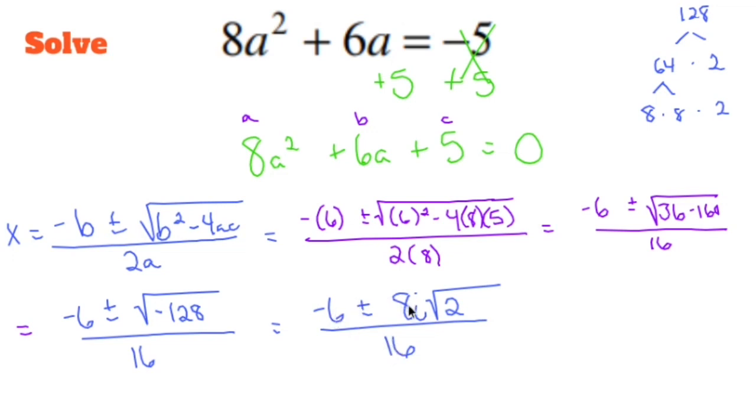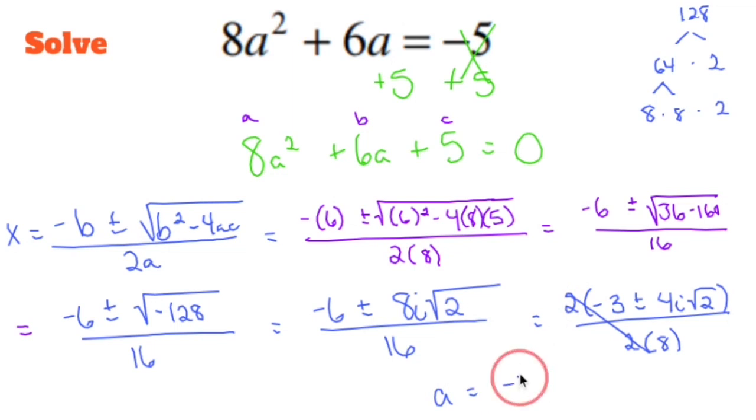Now, that's an even number, that's an even number, that's an even number. So to go a little bit further, I can pull out a 2, which gives me negative 3 plus or minus 4i root 2 over 2 times 8. Cross out the 2's, and I can finally say, let's not use x, it's a. I can finally say a equals negative 3 plus or minus 4i root 2 all over 8.